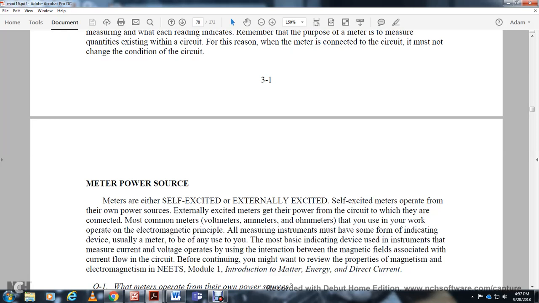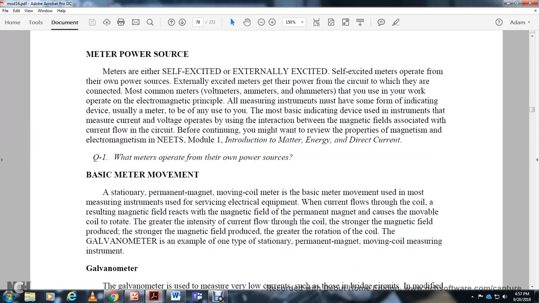The most common meters, the voltmeter and ammeter, work on the principle of electromagnetism. All measuring instruments must have some form of indicating device, usually a meter movement. The most basic indicating device measures current or voltage and operates with the interaction between the magnetic poles associated with the current flow in the circuit. Before continuing, review the properties of magnetism and electromagnetism in NEETS Module 1, Introduction to Matter, Energy, and Direct Current.